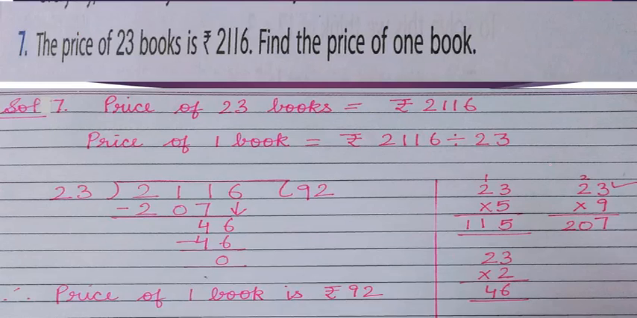Now see the next question, students. It is a very interesting question. The price of 23 books is 2116. Now these are statements that we have already done in class 3, because it is a very simple question. Of course you will say, ma'am, we know the price of more books, and they are asking the price of one book.